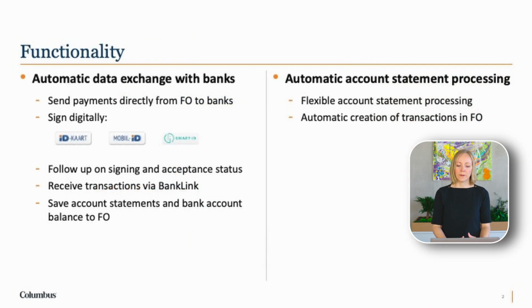BankLink has two functionalities, which can be used both together or separately. First functionality, automatic data exchange with banks, enables to create payments from Dynamics, sign them digitally using Smart ID, Mobile ID or ID card method, send payments directly to banks, follow up acceptance status received from bank and retain payment history. Also receive transactions, account statements and balance information.